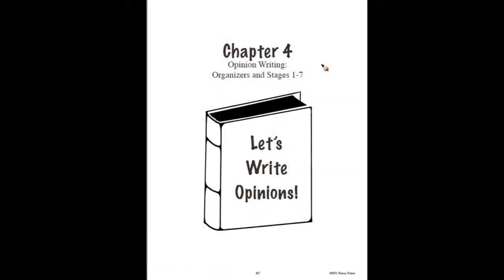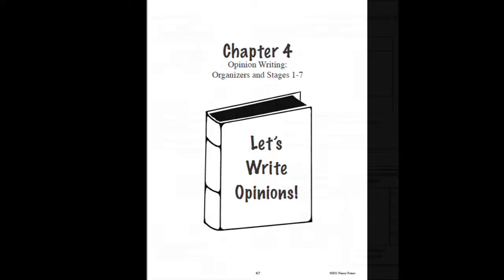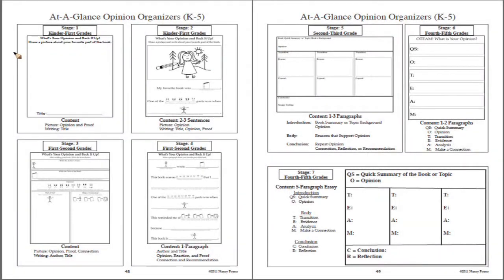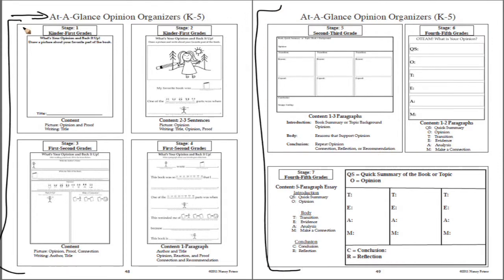Page 47 begins chapter 4 for opinion writing. Again, we will begin this chapter with the organizers students will use, and for opinion writing, we will have stages 1 through 7. Let's turn and see what the organizers look like. Page 48 and 49 have the at-a-glance organizers for opinion writing for grades K through 5. As we start, we always see stage 1 and then the grade level, what the organizer looks like, and what content would be in that organizer.